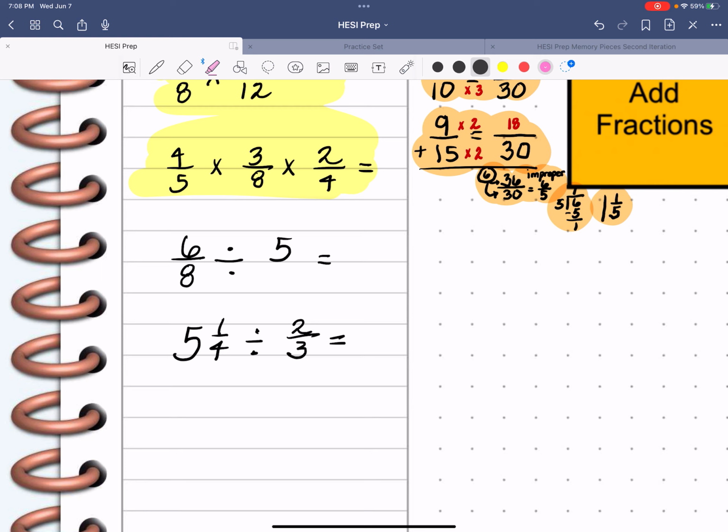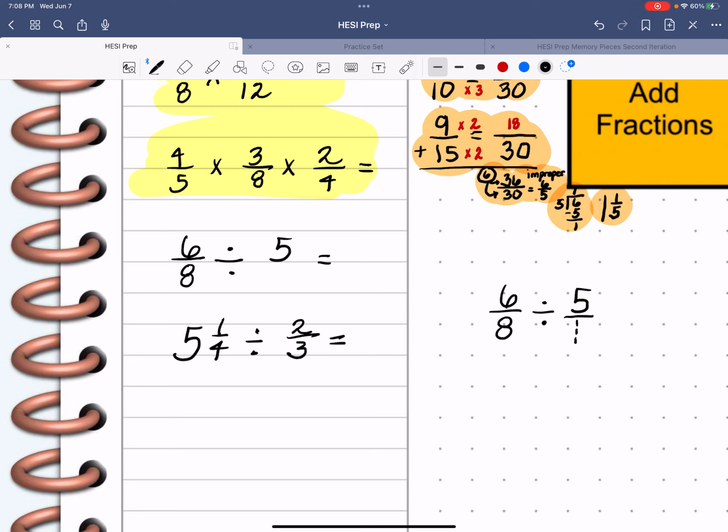Okay, let's do 6/8 divided by 5. And the steps are written here for you. That's a good way to follow it. It says to write the fractions horizontally. And we need to put a 1 under this 5. It needs a denominator.